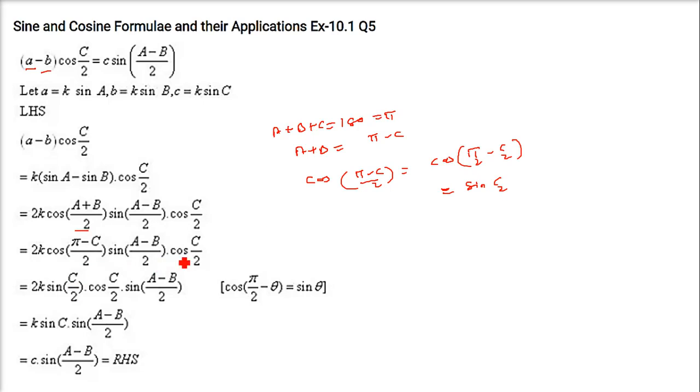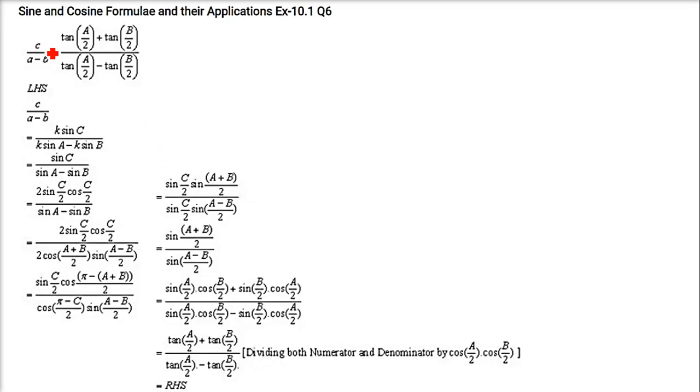So you have sin C/2, you have cos C/2, and you have sin((A − B)/2). But you know that sin C is 2 sin C/2 cos C/2. So this one and this one you can take as sin C. So you already have 2 sin C/2 cos C/2 as sin C, k remains here, and sin((A − B)/2). But k sin C is nothing but c, so in this place you can put a c. Now you have c/(a − b) = tan(A/2) + tan(B/2). You have to prove this, and negative here.